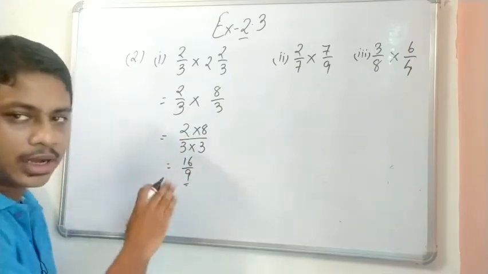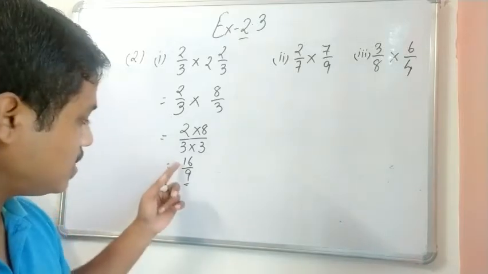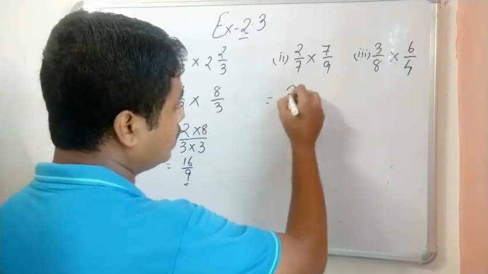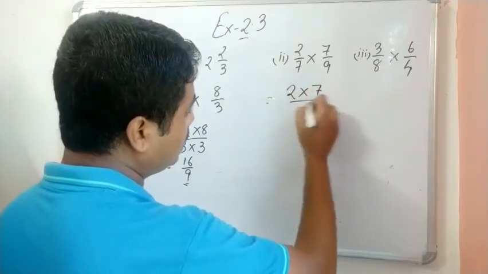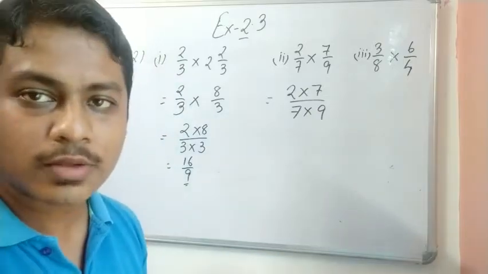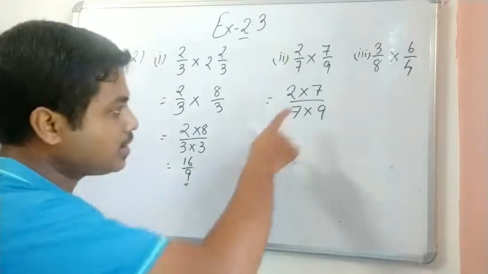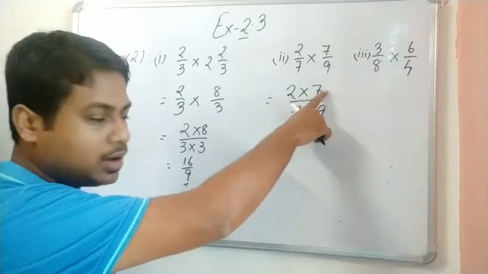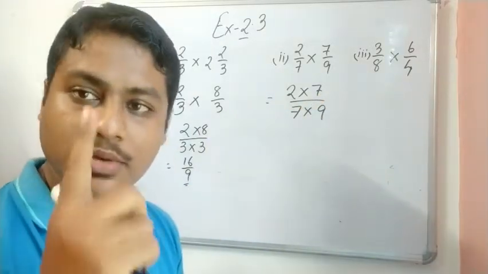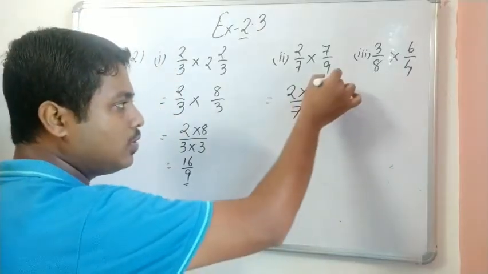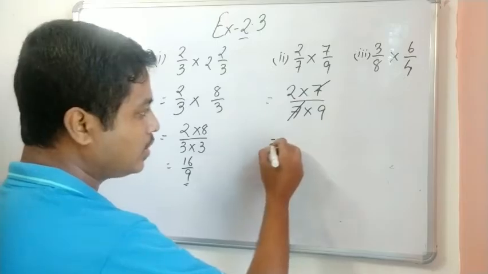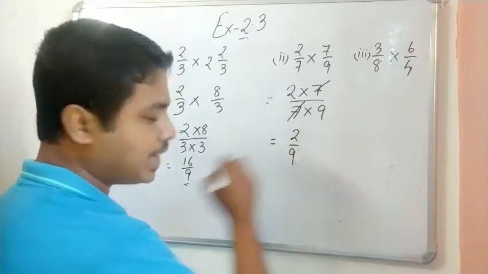I cannot make it into a lower form because 16 by 9 is not divisible. I go to the next one. 2 into 7 divided by 7 into 9. I can make this into a lowest fraction. How? You can see the above one also has a 7 and the below one also has a 7. That means 7 by 7 is what? It equals 1. Or else I can cut 7 by 7. So it will be 2 by 9.